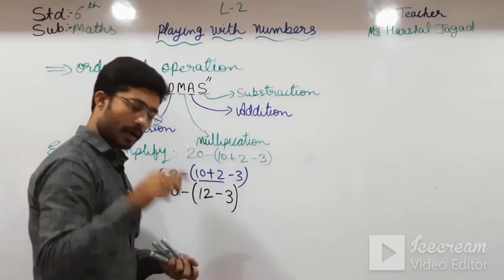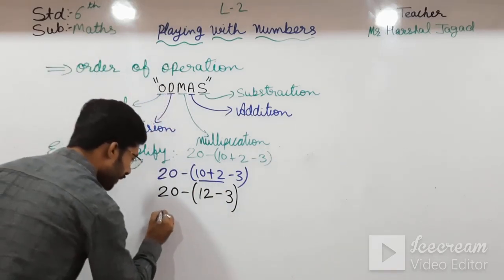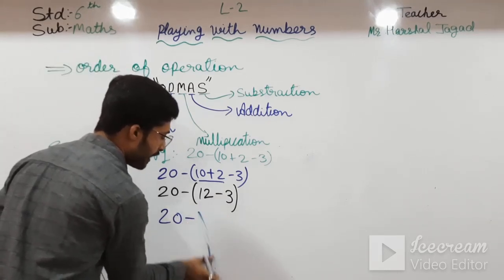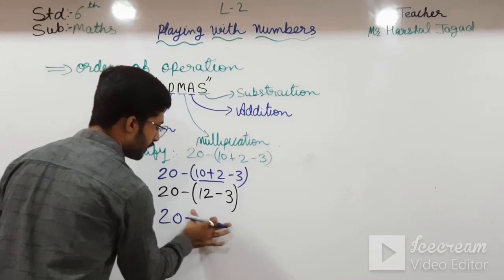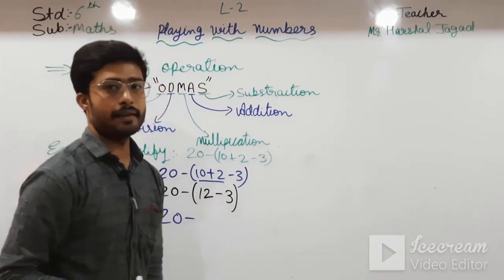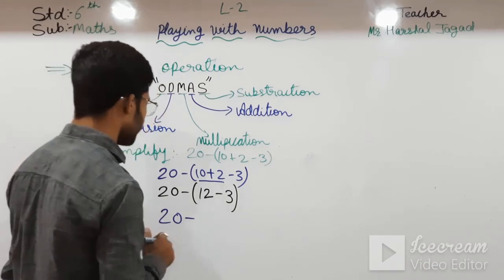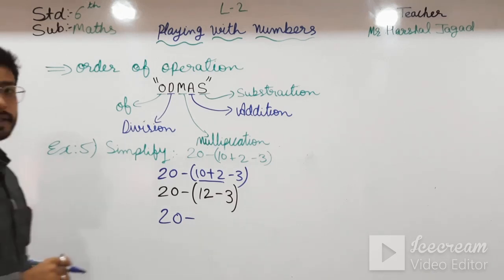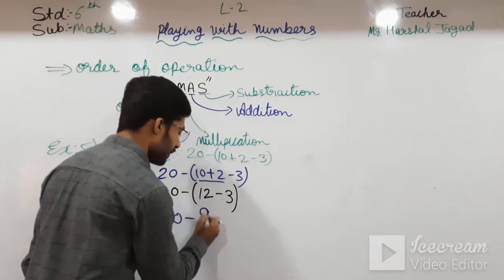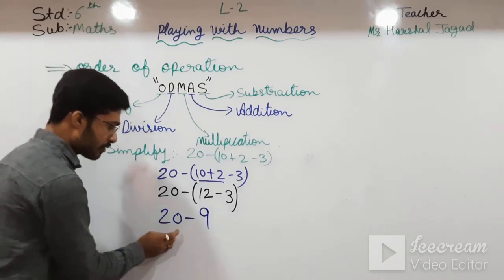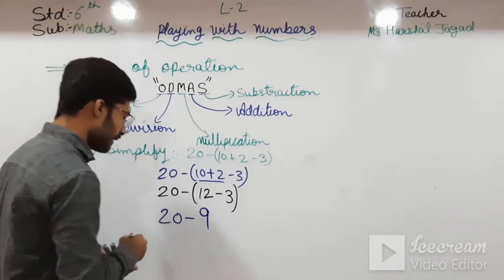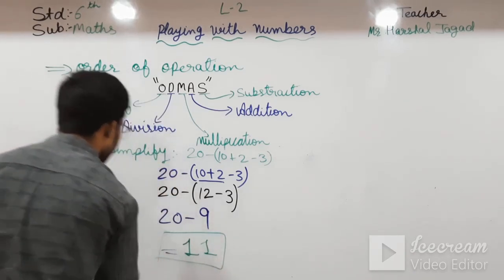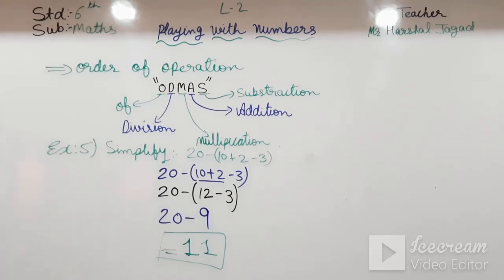See here, it is subtraction. So next will be 20 minus, sorry, after this the bracket will be taken out. Okay students, so 12 minus 3. What will be 12 minus 3 students? That is 9. So 20 minus 9, what will be the answer? The answer will be 11. 11 is the answer students. Please note down this.